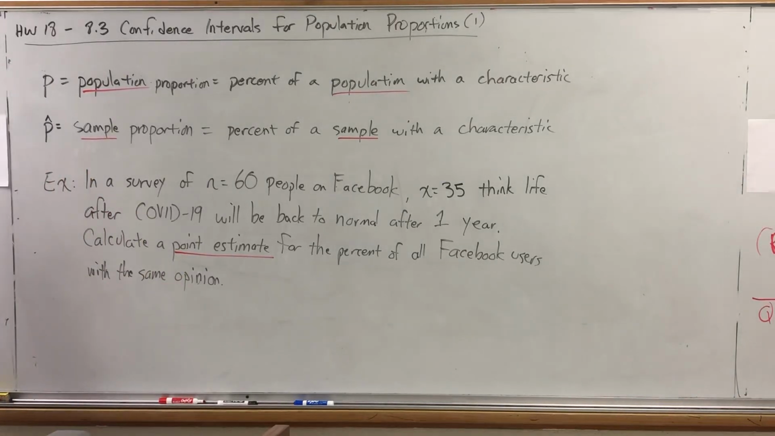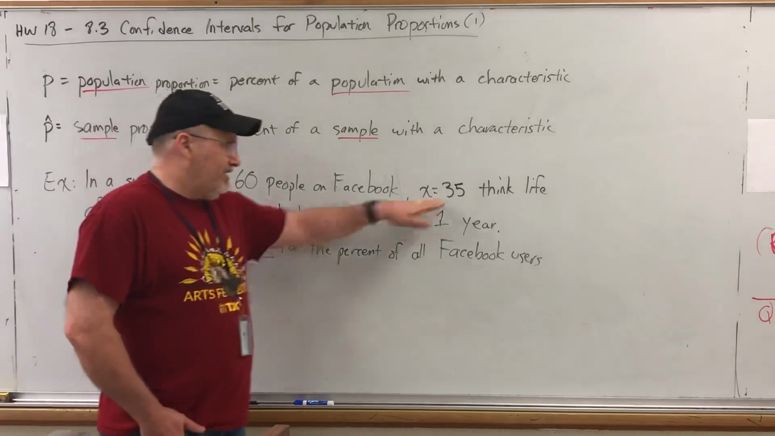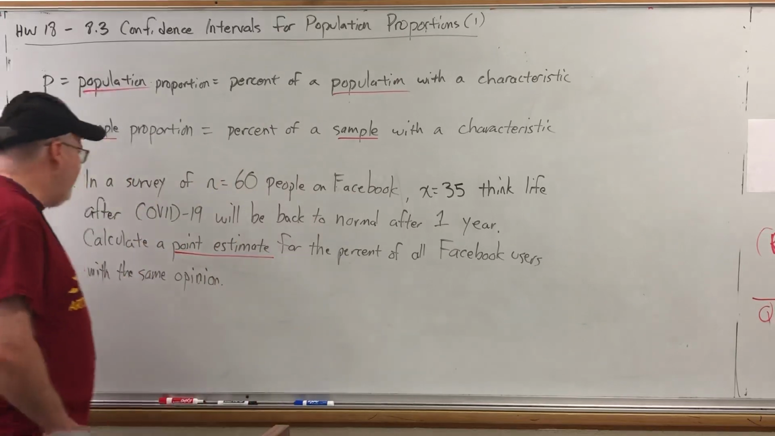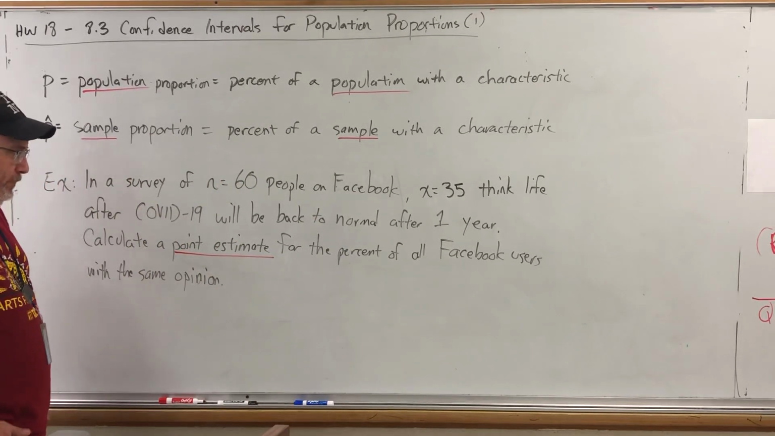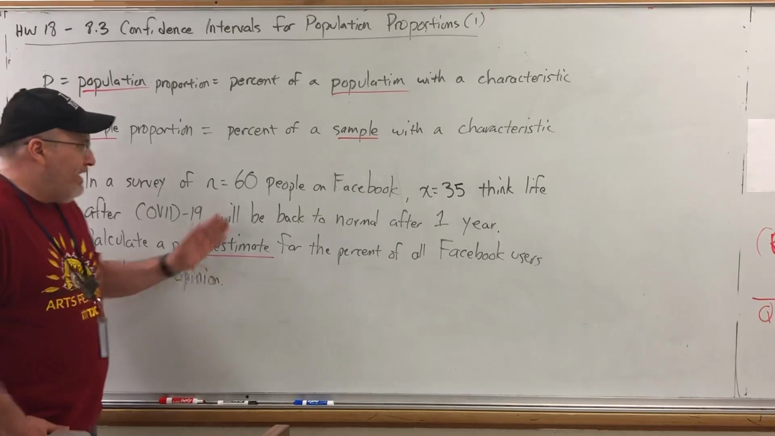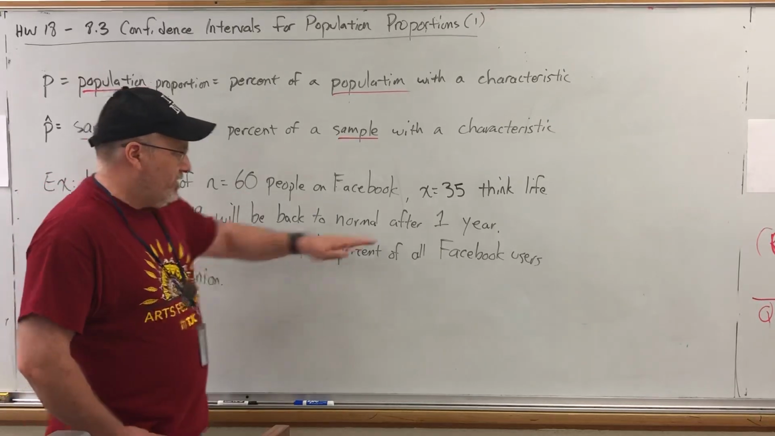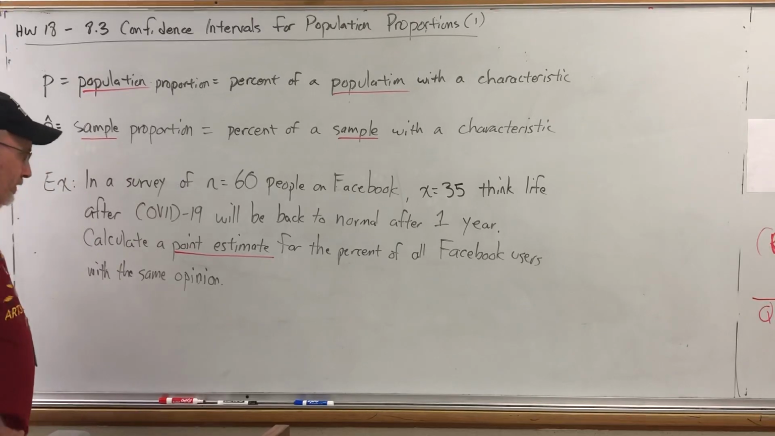Let's take a look at this example. In a survey of n equals 60 people on Facebook, x equals 35 think life after COVID-19 will be back to normal after 1 year. This isn't really that made up. I've actually put this survey on my Facebook page. Didn't quite hit 60, but the last time I checked, 35 of them had said yes. It's probably changed since then.